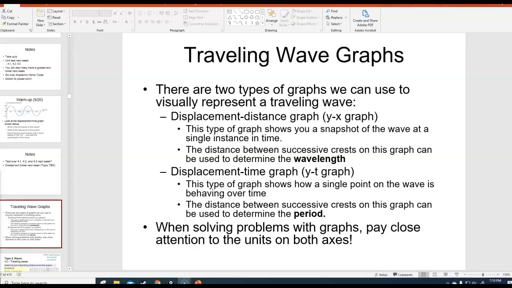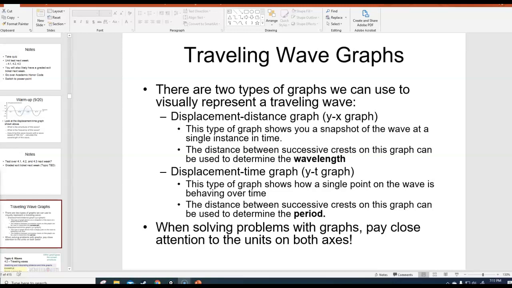Okay, so in the last video we started talking about traveling waves, and the last thing we talked about in the previous video was the different types of traveling wave graphs. Just to recap, there are two types of graphs we can use to visually represent a traveling wave: a displacement distance graph or a displacement time graph. You can usually identify these pretty easily. Either they'll be explicitly labeled in the problem, or if you look at the y-axis and the x-axis, you can tell if it's a displacement time graph or a displacement distance graph.